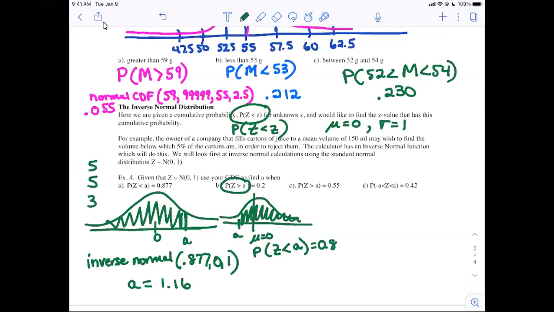So if the probability of Z greater than A is 0.2, that's going to be the same thing as Z less than A is 0.8. So go ahead and do your inverse normal on that. And that's 0.842.